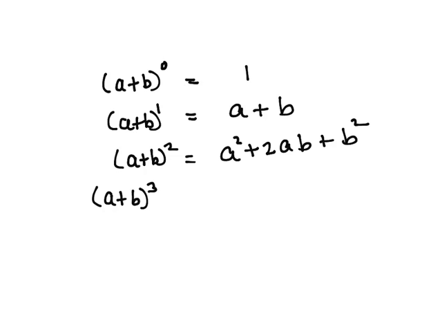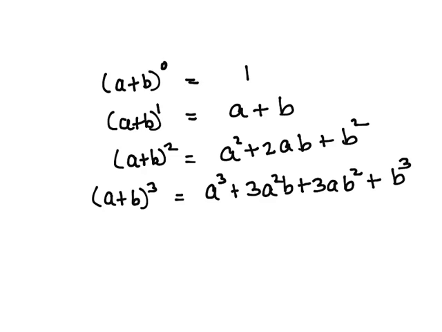Now how can you find (A plus B) whole cube? Very simple. You can multiply A plus B with itself 3 times. So I will get this answer: A cubed plus 3A squared B plus 3AB squared plus B cubed.